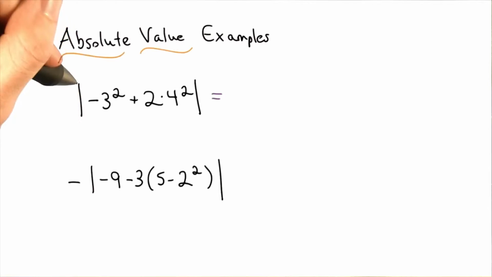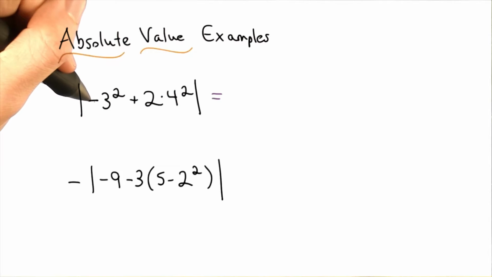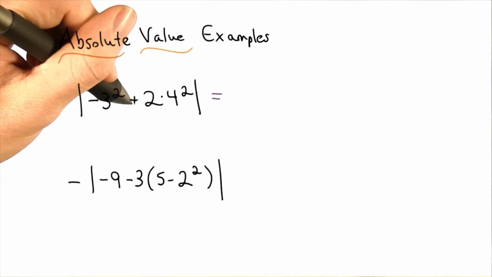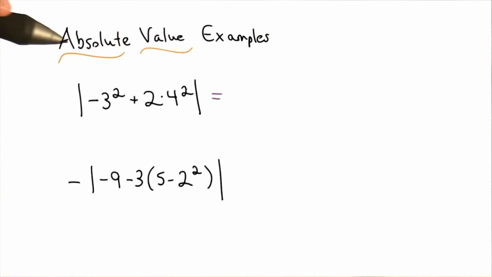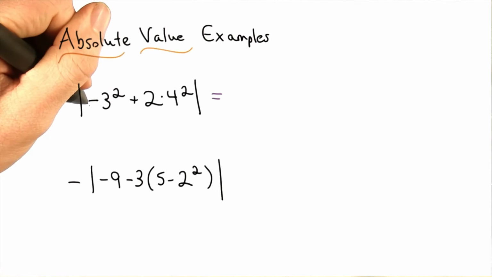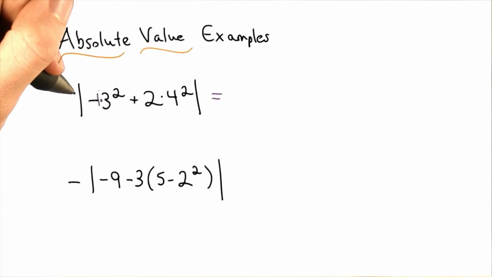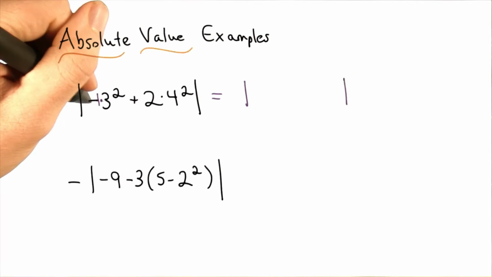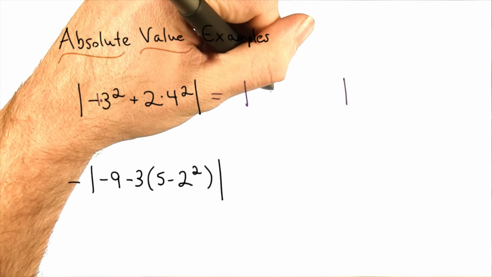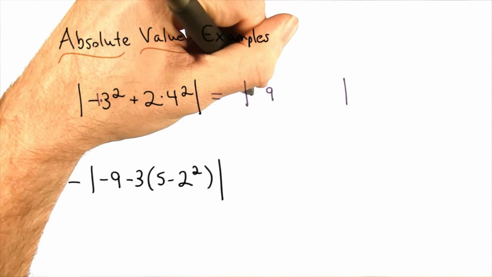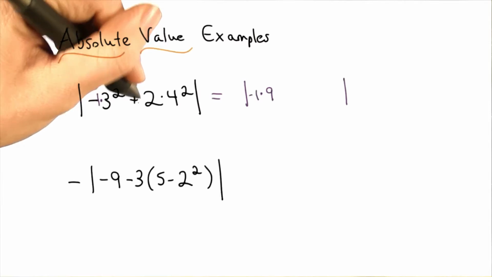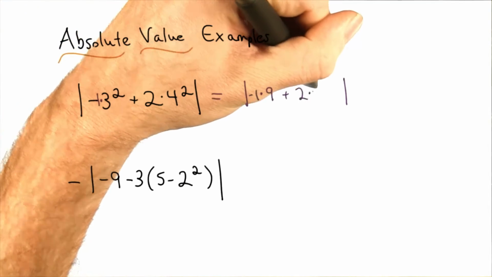0. I have the absolute value of the negative of 3 squared plus 2 times 4 squared. Remember, whenever there's a negative sign standing alone, it's really a negative 1 times. So I'm going to have my absolute value. I'll have 3 squared, which is 9, the negative 1 right before it, then plus 2 times 4 squared.